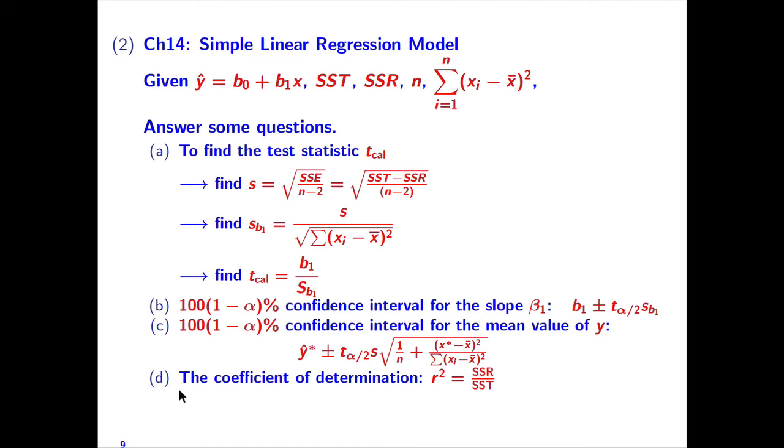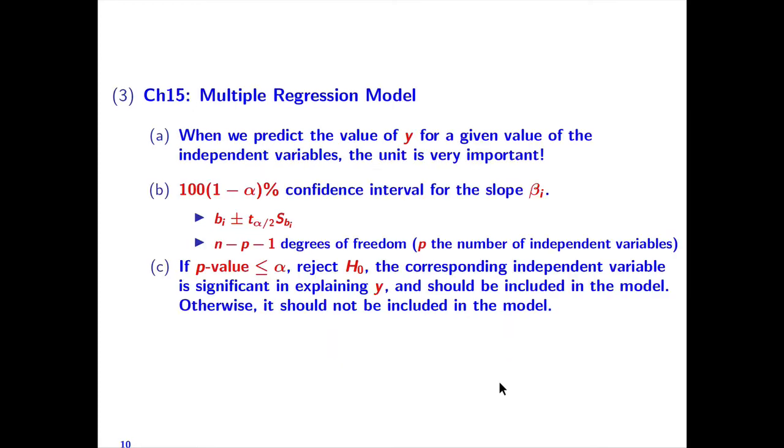Now, to find the coefficient of determination, we use this equation: r squared equals SSR over SST. For chapter 15, the multiple regression model, we need to know the following. When we predict the value of y for a given value of the independent variables, the unit is very important.